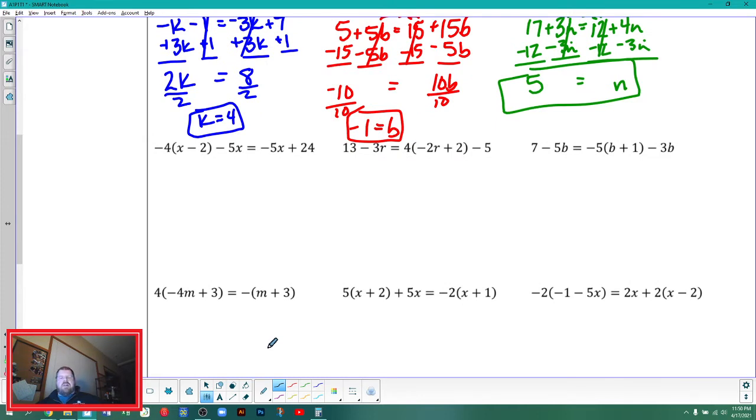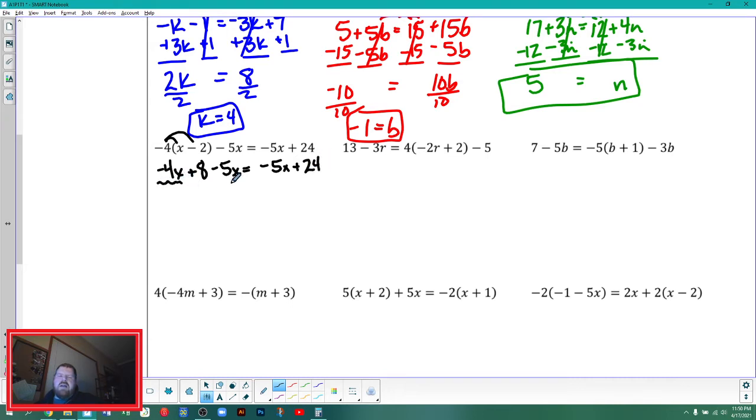Now we've got some tougher ones. There's some distributive property, and then there's some other stuff. So let's go ahead and take a look. Negative 4 times x is negative 4x. Negative 4 times negative 2 is positive 8. And we have minus 5x. Over here, we just have negative 5x plus 24.